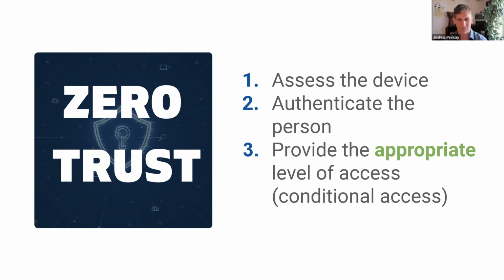So how do I give Kim access to stuff? Well, I have to first figure out, is her device okay? Then I need to make sure, is this really Kim? And then based on the context of which Kim is logging in, I say, here's the things you get access to, and here's the things you don't.